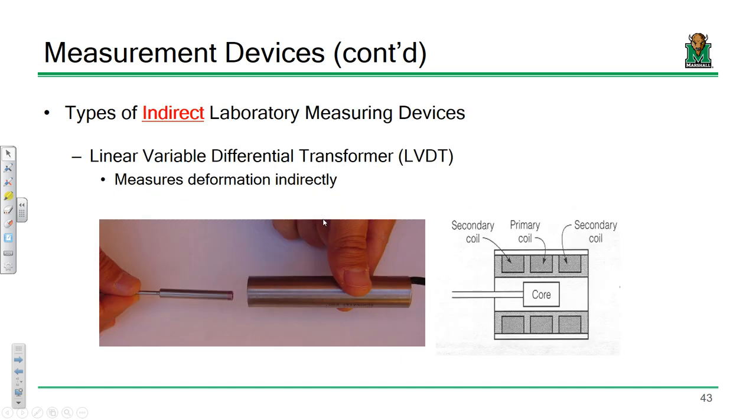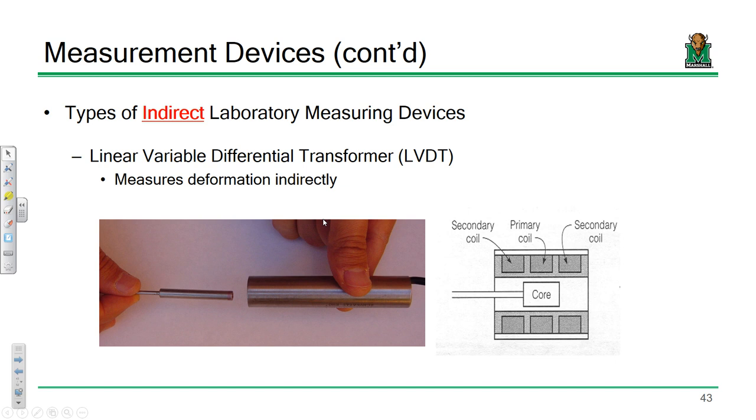All right. Indirect laboratory measuring devices essentially take electricity or some signal and try to convert it into a measurement like distance or force or something like that. One very common one I used a lot when I was doing my master's and PhD research is what's called an LVDT. An LVDT stands for a linear variable differential transformer. That's a mouthful, that's why we call it an LVDT.